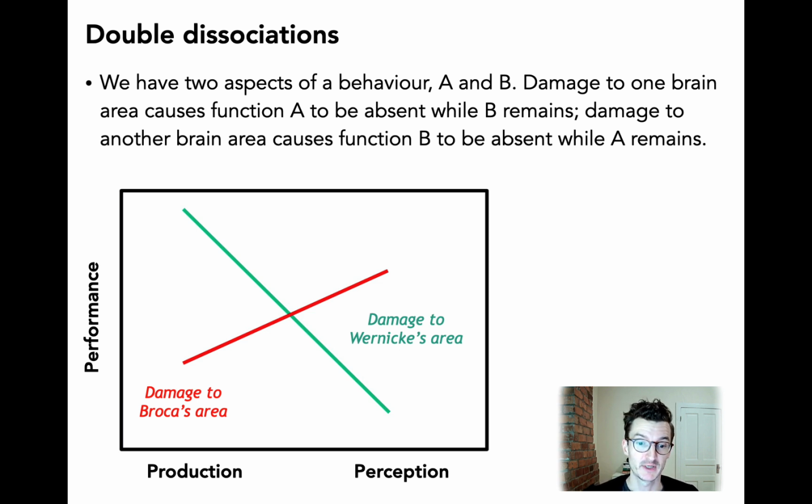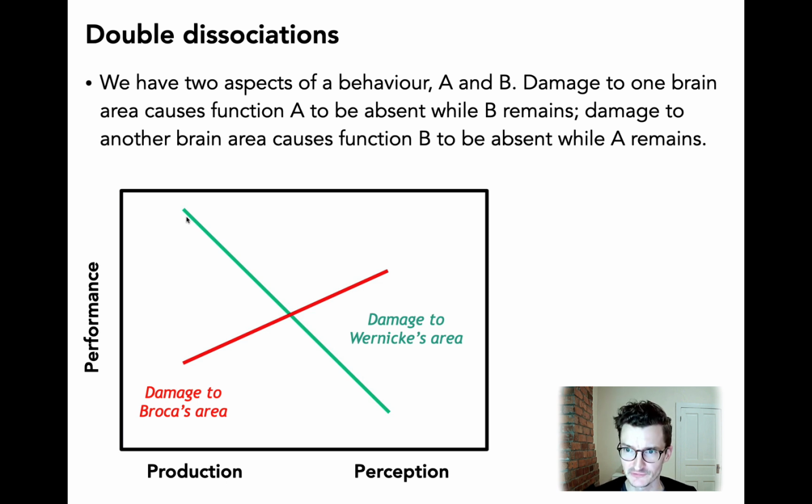In one case, we have a patient with damage in Broca's area, left frontal lobe. This patient has really poor production, but their perception of language is fine. In the other case, we have a patient with damage, again in the left hemisphere, but in the temporal lobe this time, and they have impaired perception, but spared production of language. So these two related behaviors doubly dissociate.